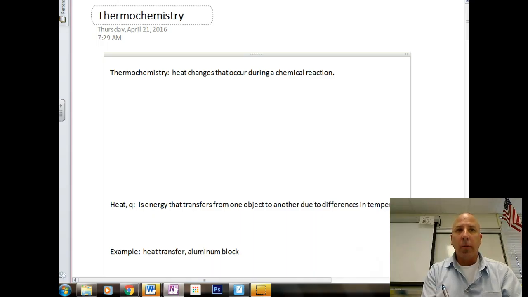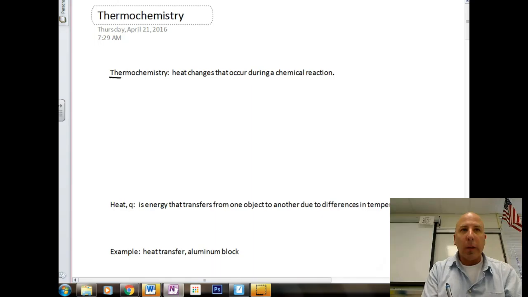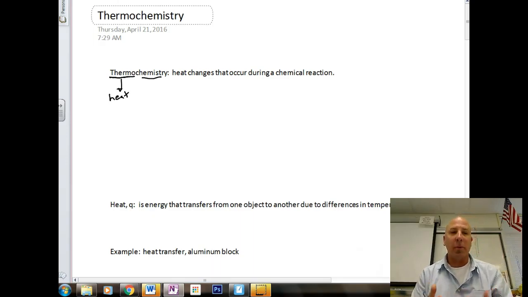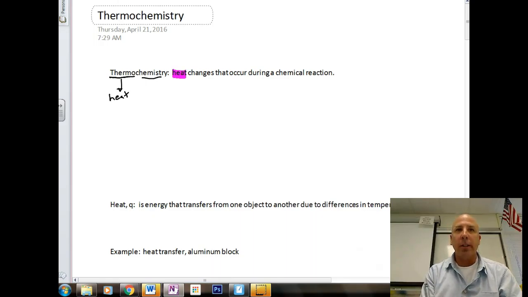And if we were to look at the makeup of this word, thermo is going to talk about heat, and chemistry, of course, as we've talked about before, is changes of matter and the interactions that occur with them. So with thermochemistry, we're going to have heat changes that occur during a chemical reaction.